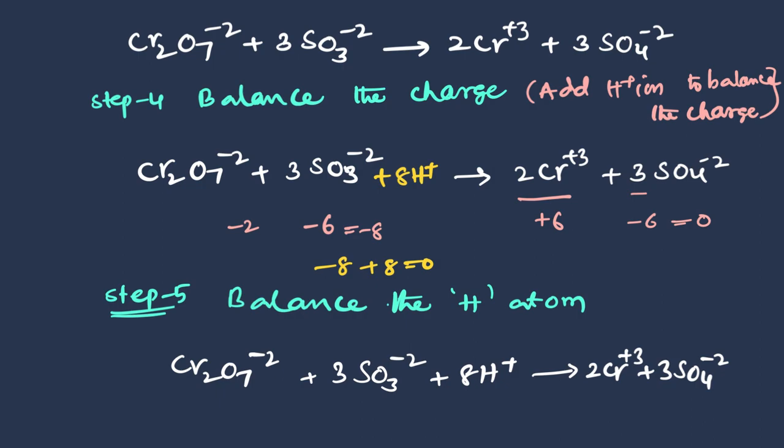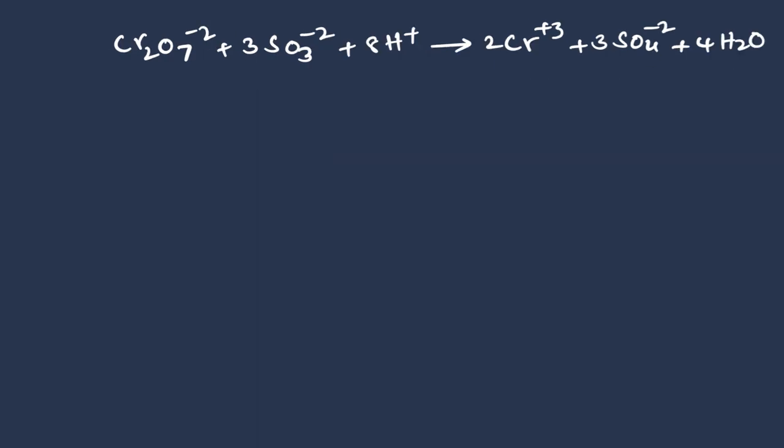Now step 5, balance the hydrogen atoms. Here the left side has 8 hydrogens and the right side has none. To balance the hydrogen atoms in acidic medium, add H2O molecules. Hydrogen is on the left side, and in one H2O molecule 2 hydrogens are present, therefore we add 4 H2O. Now 8 hydrogens on the left and 4 into 2, 8 hydrogens on the right, balanced. So this is the equation.